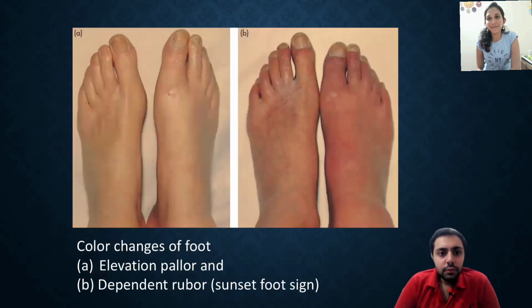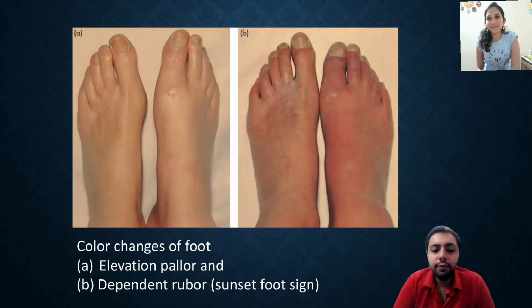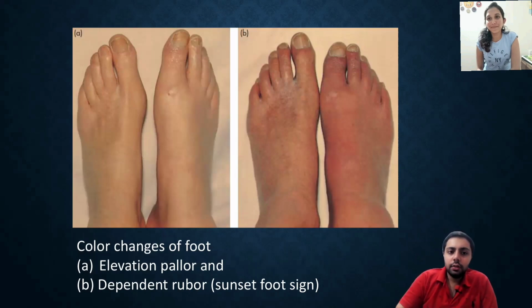Then yeah, you can see the picture. This is a finding you have to see in the ward. First is elevation pallor, then dependent rubor, and what is called the sunset foot sign. So you have to tell the patient to elevate the leg above the bed basically. What will happen? You will see elevation pallor. Why pallor? Any idea? Pallor will be seen due to decreased blood circulation to the lower limbs.